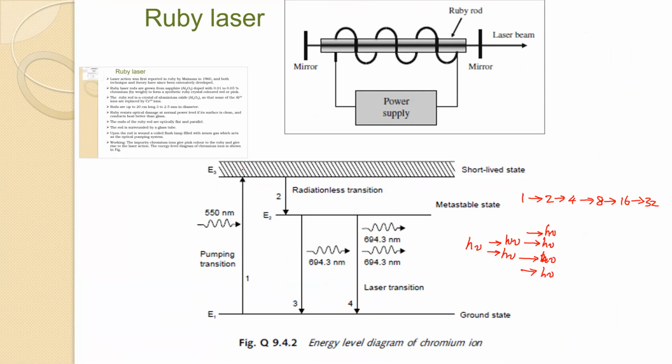This is transition 1 in the ruby laser, and this is transition 2, and this is transition 3, and this is transition 4. Transition 1 is the pumping transition. It is induced absorption. Transition 2 is a radiationless transition. It occurs by collision of the ion with the crystal lattice. It is a non-radiative transition. The third is spontaneous emission. And the fourth is stimulated emission, or it is the laser transition.